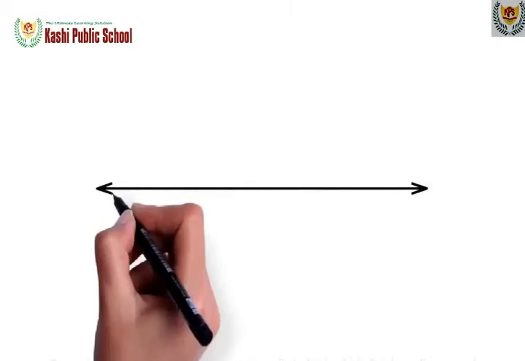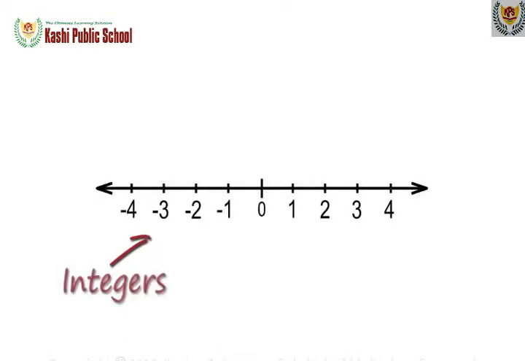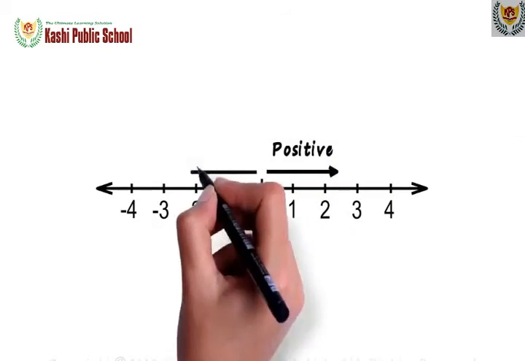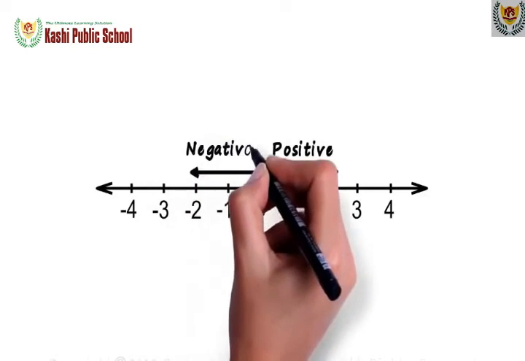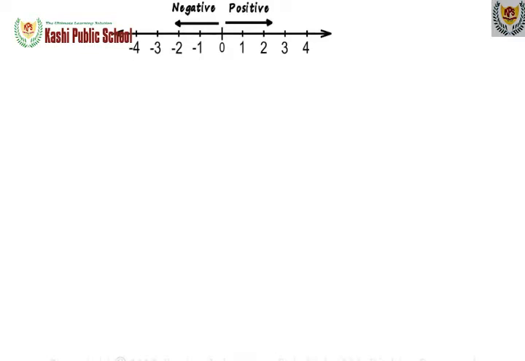All of us know what a number line is, and the numbers we see here on the number line are called integers. On the right side of 0, we have positive integers, and on its left, we have negative integers.